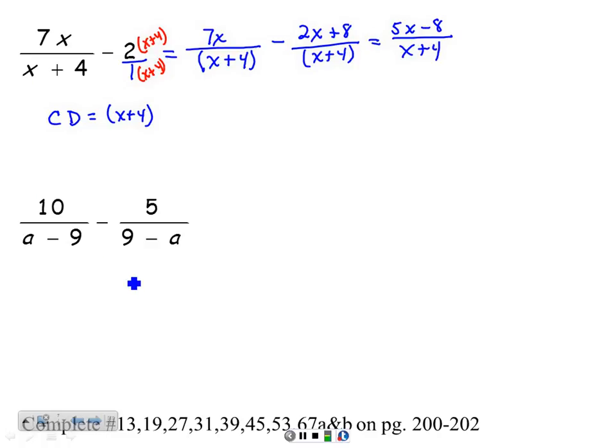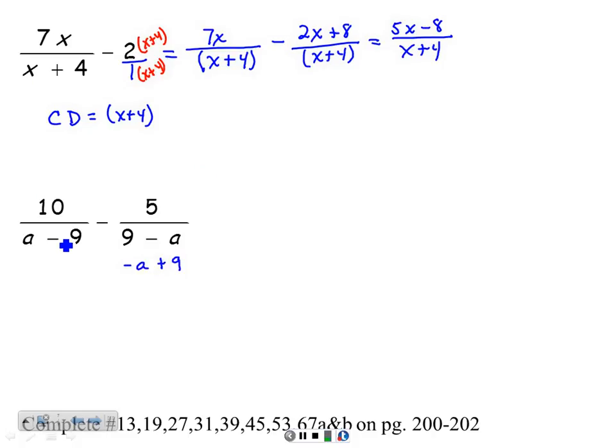Alright, this problem, I want you to notice something. If you will, notice that you have an a minus 9 and a 9 minus a. So these are backwards to each other. And what I'm going to do is I'm going to show you how to fix this, and then I'm going to show you the shortcut. So if you have something written not in descending order, such as this denominator, let's write it in descending order. So we have a negative a plus 9.